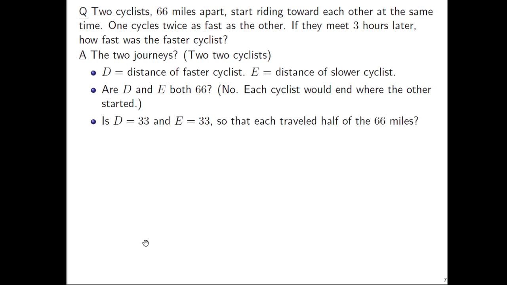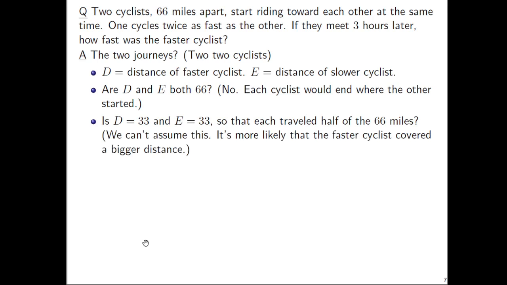And then the next thing that people might think is, well, what if we just cut that 66 in half and just said D is 33 and E is 33? So each cyclist traveled half of the 66 miles. That's not really likely either. We shouldn't assume this anyway. That's an added assumption. It's more likely that the faster cyclist covered a bigger distance, right?